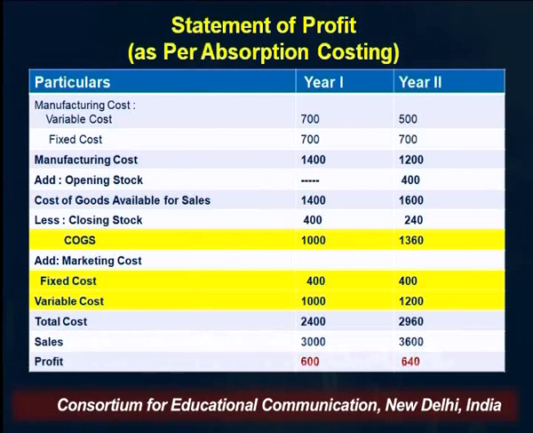Now remember, as I told you previously, you have to take up marketing cost; whatever is other than manufacturing cost will not be part of your cost of goods sold. And the same we are doing here. Marketing cost, fixed as well as variable, both are written here, and then we got to know the total cost, 2400, sales is 3000, and profit here is 600. Remember, this profit is supposed to be greater than what you got in marginal costing. In year 2, when you compute, your profit is 640 rupees.